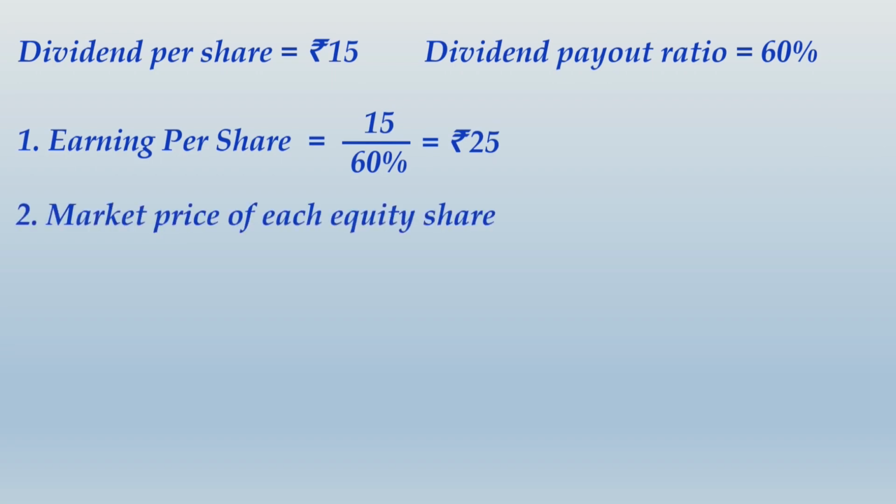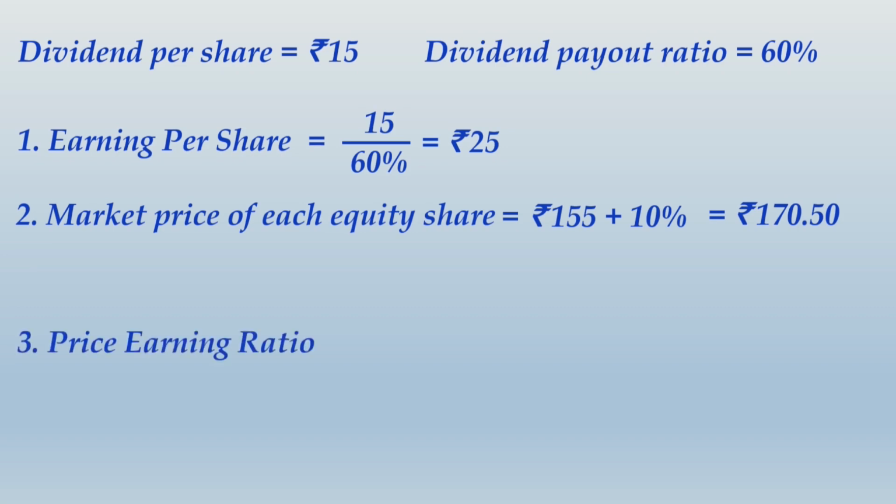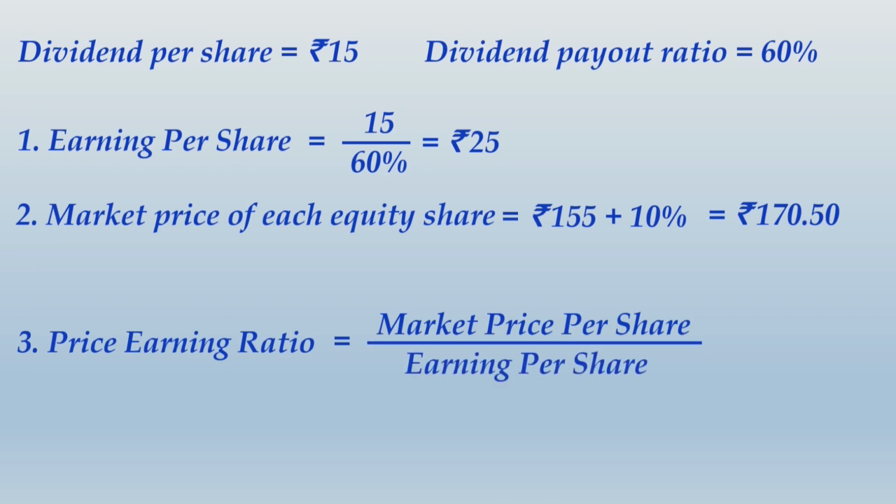Now the market price of each equity share is going to be 10% more than the intrinsic value x dividend. So market price per share will be 170.50. Now we know the market price per share, we know the earnings per share, we can easily determine the price earning ratio, and that will be market price per share divided by earnings per share, 170.5 divided by 25, and that will be 6.82 times. So friends, do one thing, write up these calculations as well, and that will be the end of the solution.